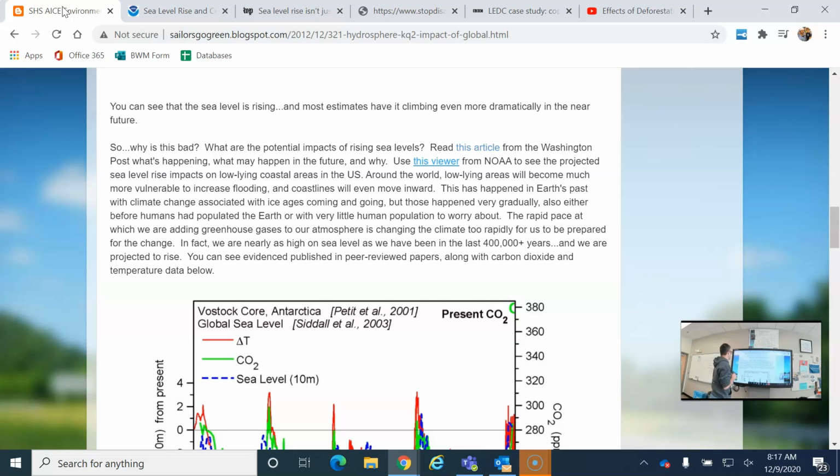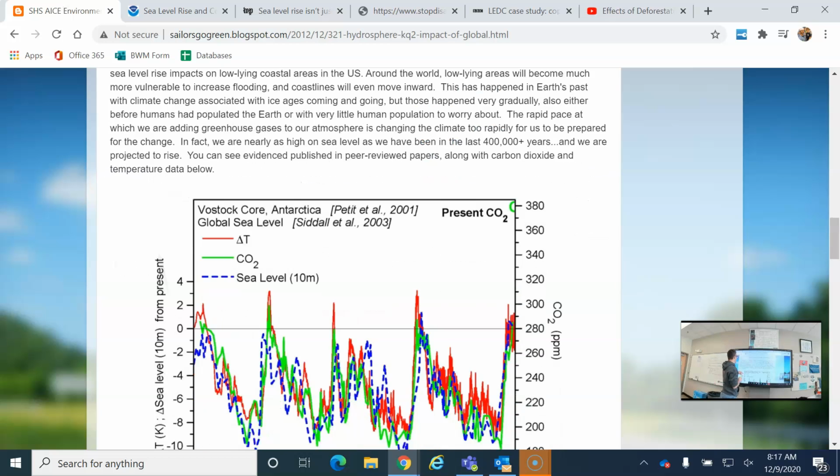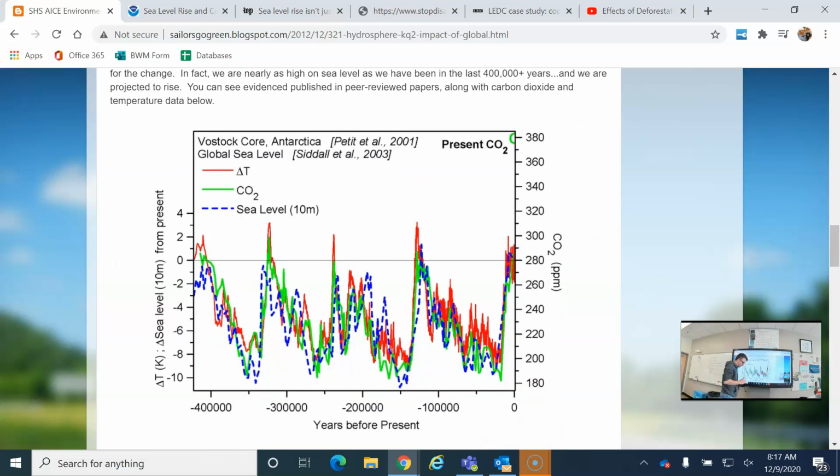The rapid pace we are adding greenhouse gases to our atmosphere is changing the climate too rapidly for us to be prepared for the change. In fact, we are nearly as high on sea level as we've been in the past 400,000 plus years, and we're projected to rise. So you can see the carbon dioxide and temperature. We're going to talk about this more in the atmosphere unit, about why this happens. But the greenhouse effect is real.